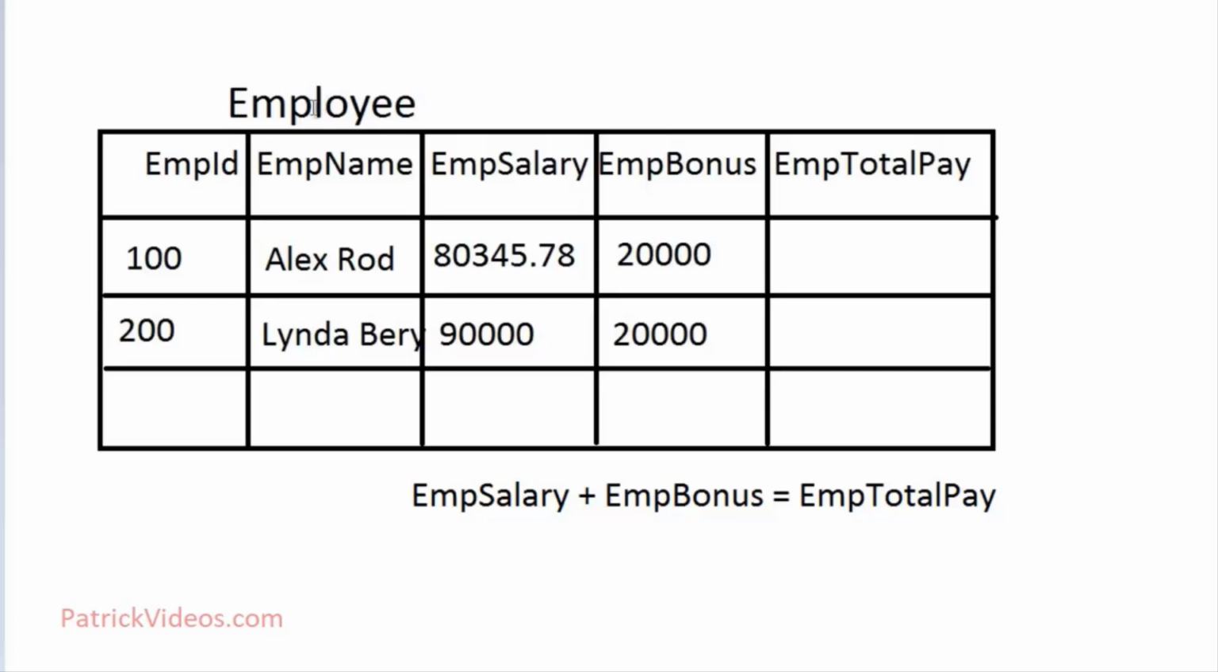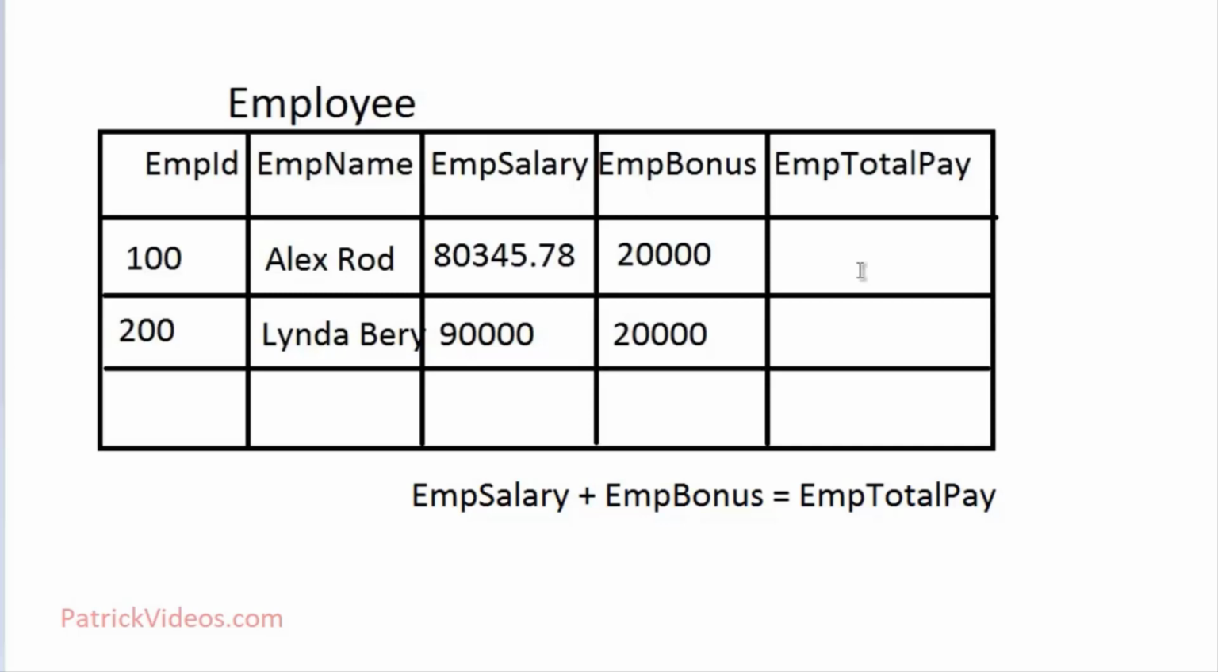So imagine you have a table called employee, which has these columns called employee ID, employee name, employee salary, employee bonus, and employee total pay. And this table has a bunch of records, like record number 100, employee ID 100, Alex Rod, and some salary and some bonus. And then the employee total pay is empty for now. And imagine you have to fill up this employee total pay by adding the employee salary and bonus, and the calculated amount should be inserted in employee total pay.